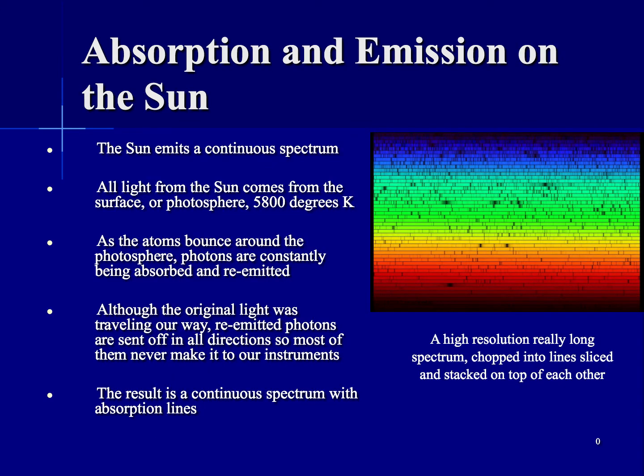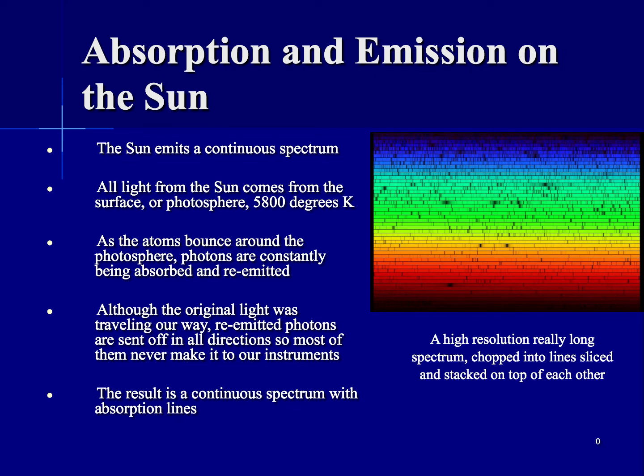Each element has a specific set of lines at a specific temperature, so laboratory spectra are relatively simple. Now look at this actual spectrum of the sun. This is ridiculously complex. This is a very high-resolution image, chopped up into thin strips and then stacked up. As mentioned on the previous slide, the sun emits all wavelengths of light, a continuous spectrum.